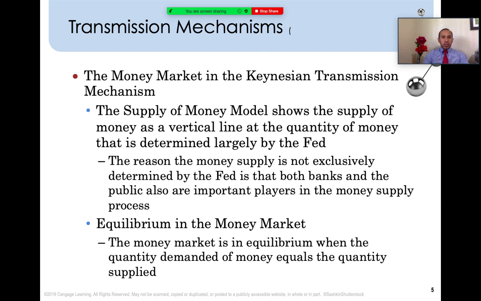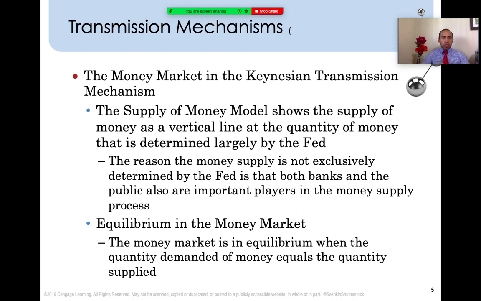It basically states that the supply of money within the economic model is shown as a vertical line that is controlled by and determined by the Federal Reserve. The reason the money supply is not exclusively controlled by the Fed is because both banks and public policy also play a major role in determining the money supply process, but it is determined primarily, and with significant control, by the Federal Reserve structure.